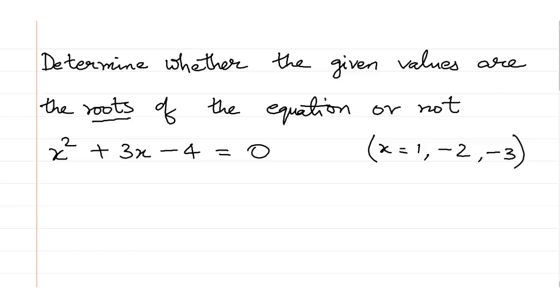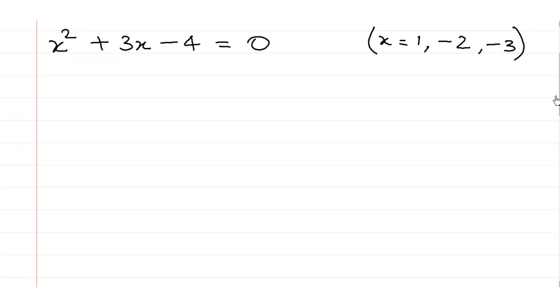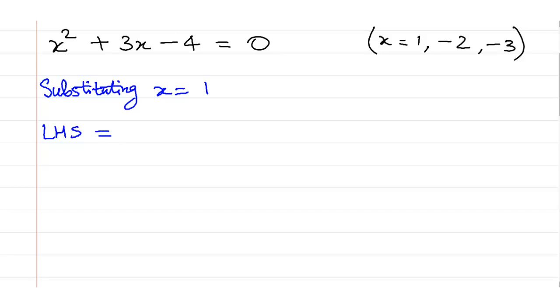So let us start. First of all, we shall be putting the value of x as 1. So we'll write substituting x is equal to 1. We shall write the left hand side is equal to, now the left hand side means anything that is to the left side of the equal to mark. So this is the left hand side. We shall be writing the left hand side, x square plus 3x minus 4.